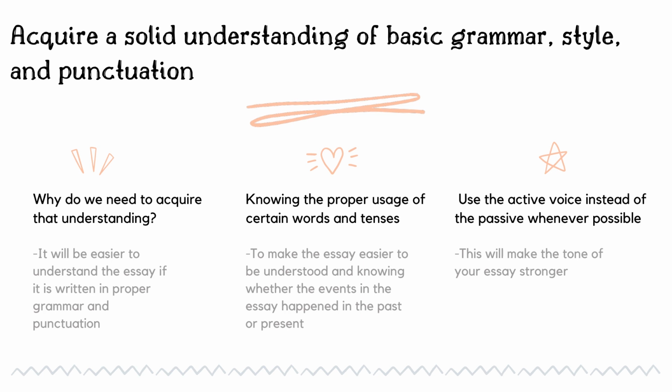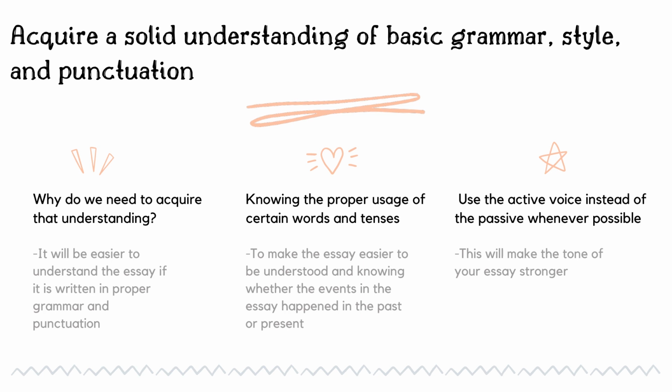because the tenses used are wrong. And also it is important because you need to know the proper usage of certain words and tenses so that it can be understood easier, and knowing whether the events happen in the past or present. So in your essay, if you are mixing present tense and past tense, people might not know whether the story happened in the past or is happening now.